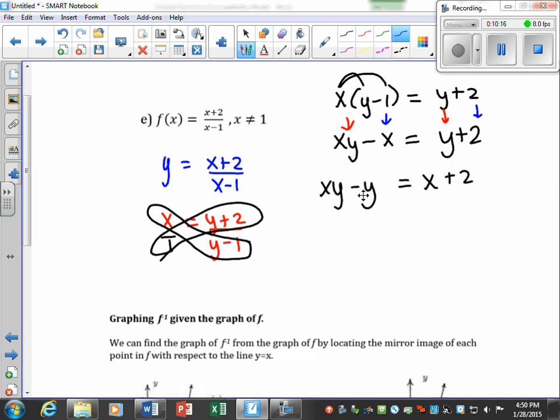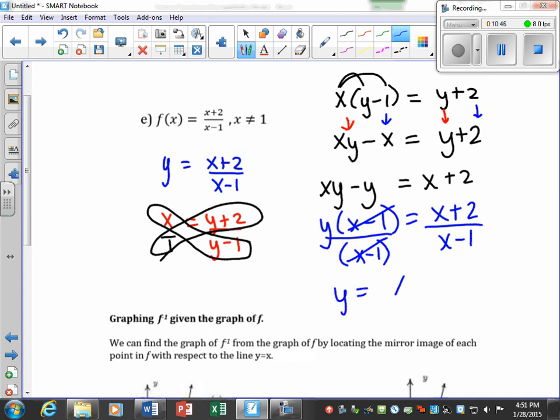Now we're still trying to get y by itself, so I'm going to say they both have a y in them. I'm going to factor a y out. If I take y out of this term, I have an x left. And if I take a y out of this term, I have a 1. And this side I just bring down. To get y by itself, I'm going to divide both sides by everything in that parenthesis. So divide by x minus 1. And then this cancels this, and I get my y equals x plus 2 over x minus 1.